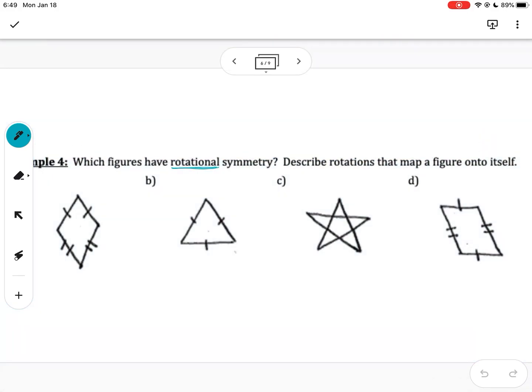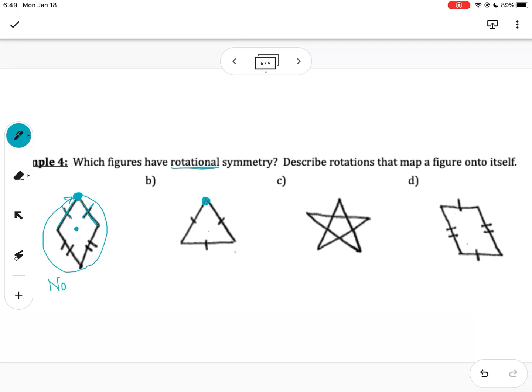So looking at these figures, what that means is that if I'm spinning it around the middle, wherever the middle of the shape would be, and it ends up exactly where it started, it would have rotational symmetry. So here, if I think about these two particular segments, which are congruent, this is the only place where those happen in that order. So this one does not have rotational symmetry, because it would take a full turn to get back to the original.